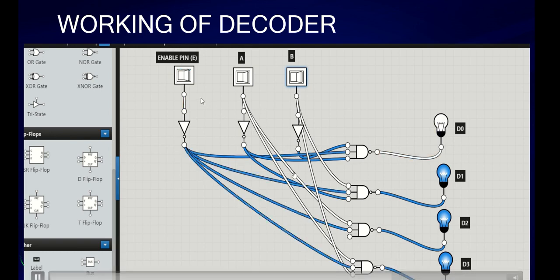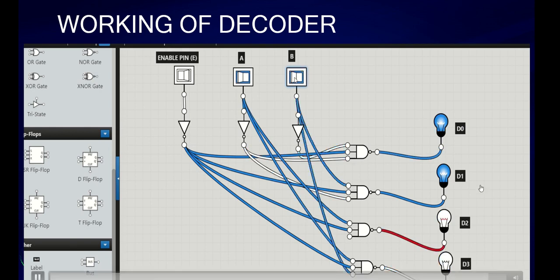So when these three are 0, the output D0 will be 1. When B is 1 and both others are 0, D0, D2, D3 will be 1. When A is 1, D0, D1, D3 will be 1. When A and B both are 1, D0 and D1 will be 1, D2 and D3 will be 0. And this is the working of the decoder.